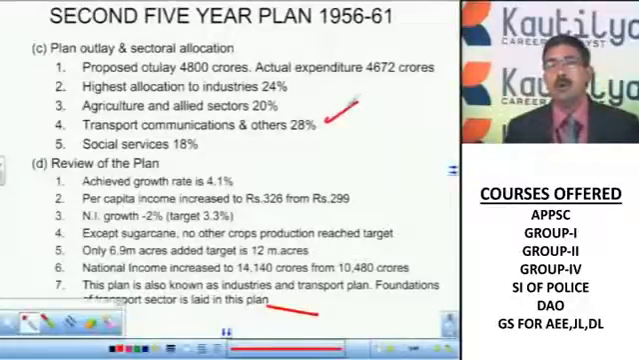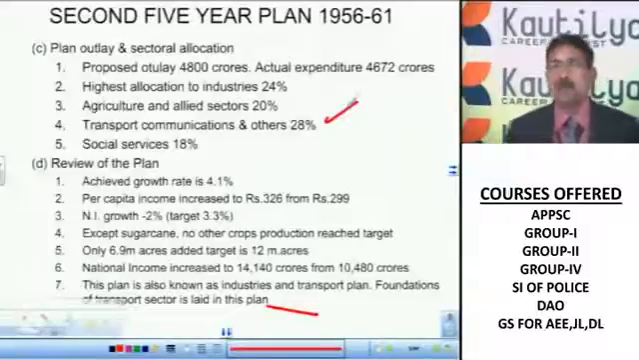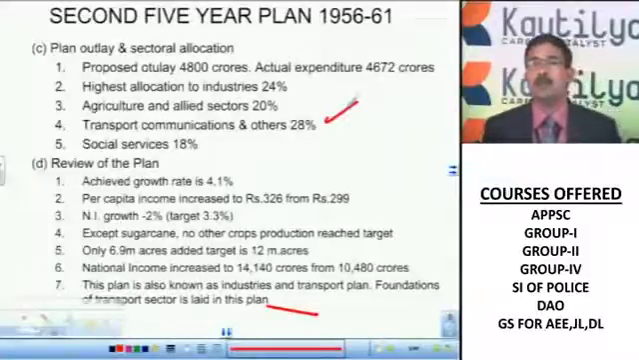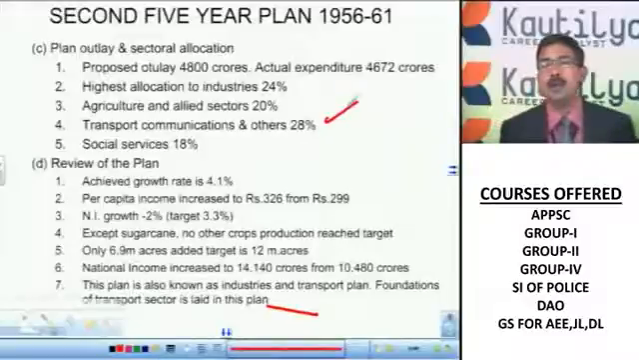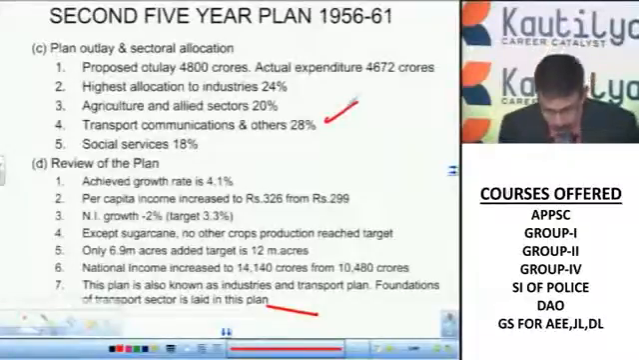So after the single sector allocation to industries, the important point to be noted is that transport and communications was given the priority of 28% of the total plan outlay. That's why the second 5-year plan is also known as the transport and communication plan, which is to be noted. Then the review of the plan.